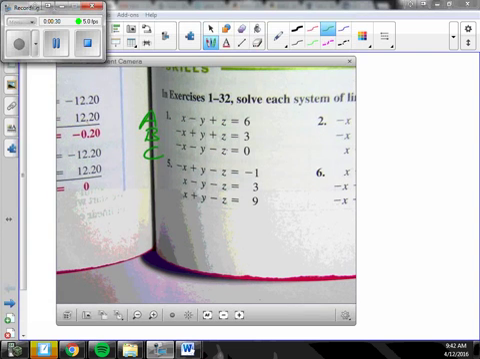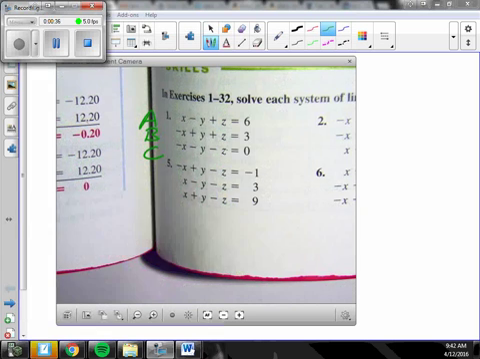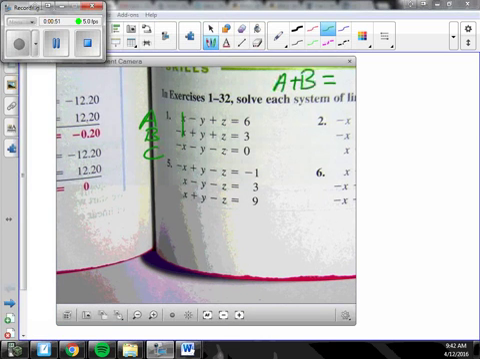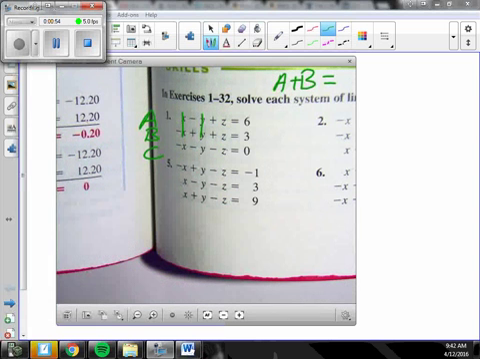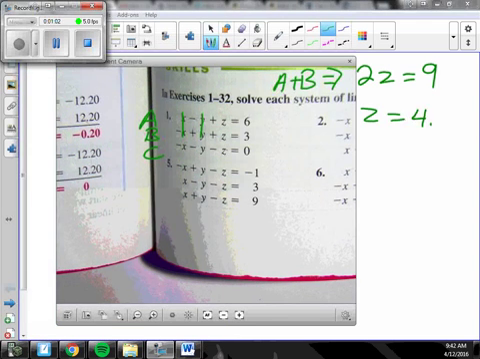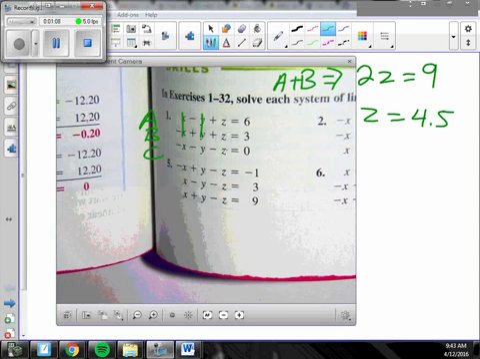So if we look at A, B, and C, is there a good way to create an equation that eliminates the x's? We could just add A and B, right? So in the A plus B equation, the x's cancel and the y's cancel, and we end up with 2z equals 9, so z equals 4.5. Well, how does that help?